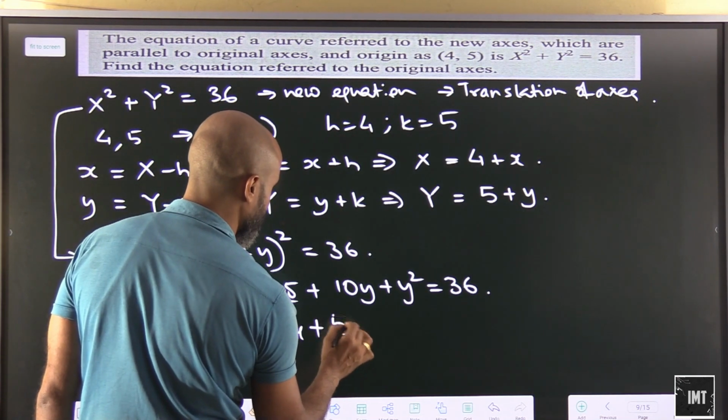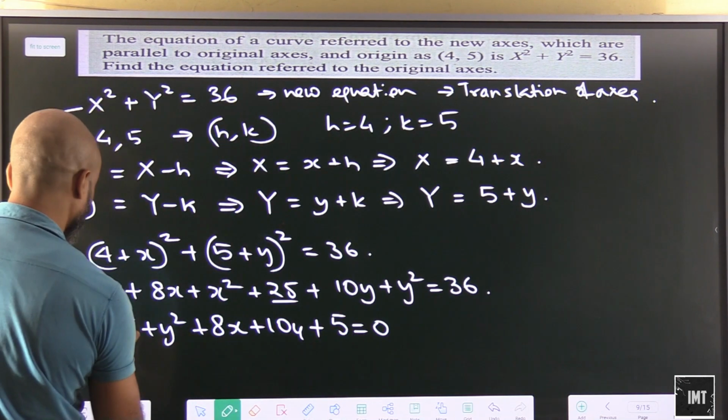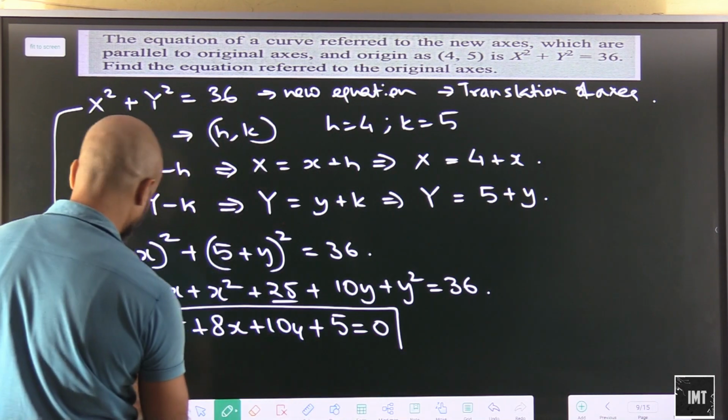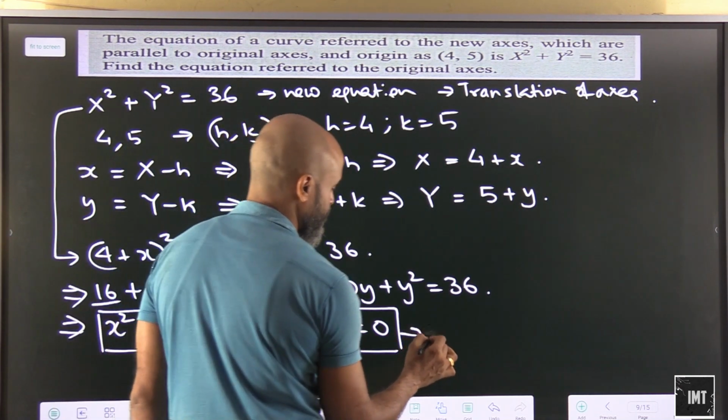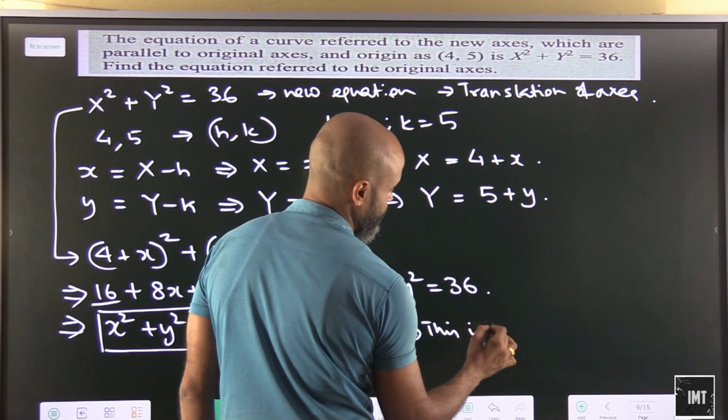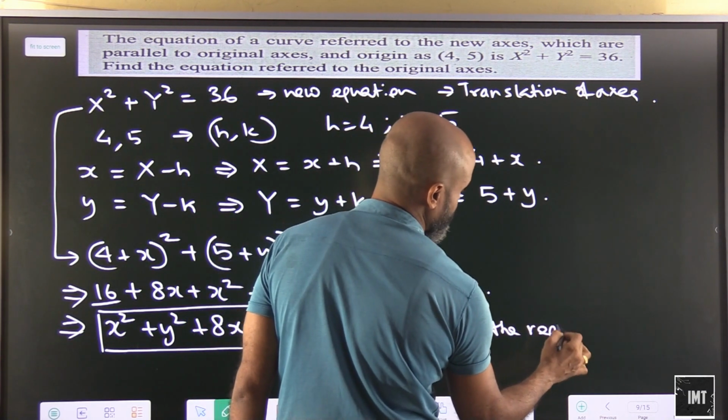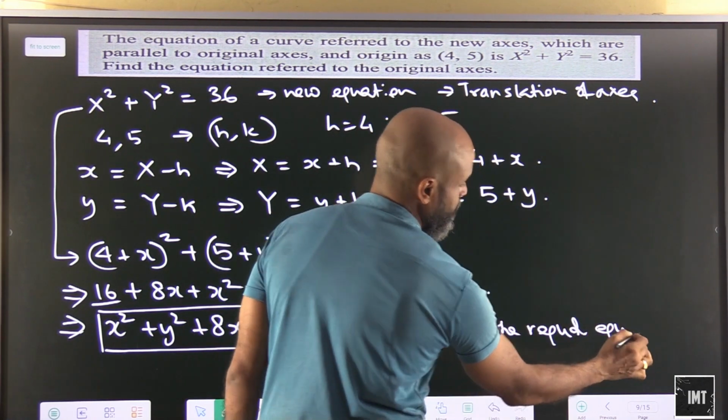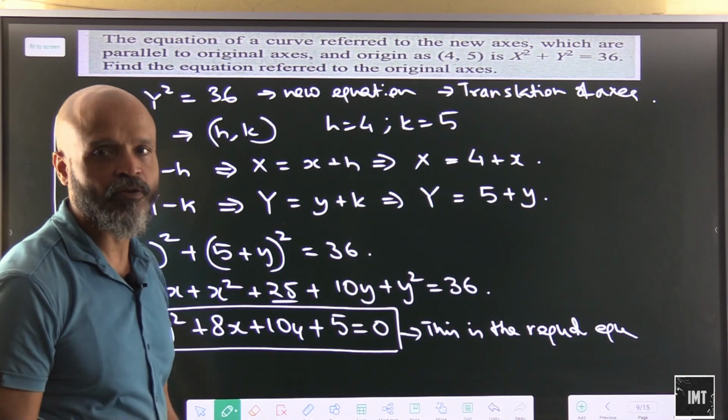41 minus 36, that is equal to 5. That will be equal to 0. This is the required equation. This is the required equation of the original points.